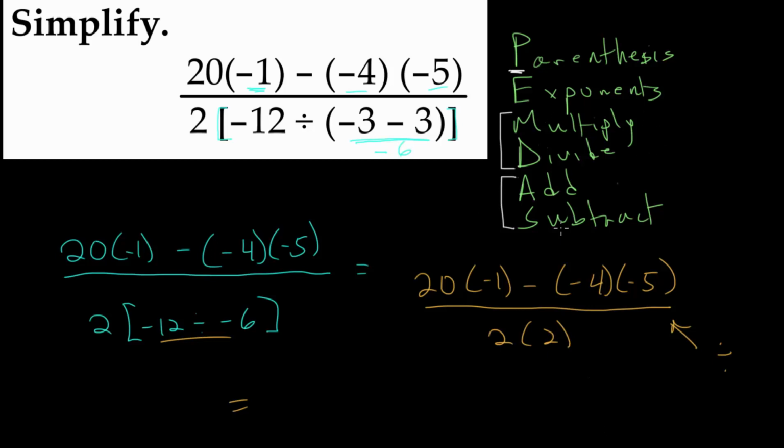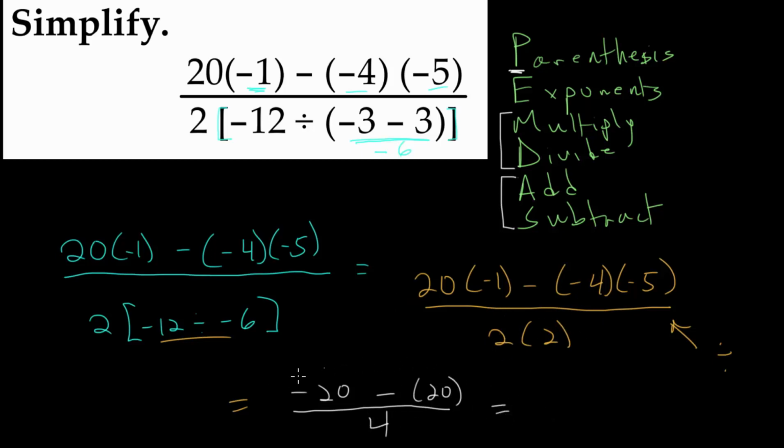So let's just start with multiplication. We do 20 multiplied by negative 1. That is negative 20. Then we have minus negative 4 times negative 5 is positive 20. And you don't have to put it in parentheses. I just did. It certainly doesn't hurt to add parentheses in most cases. And then we're dividing by 2 times 2, which we know is 4.